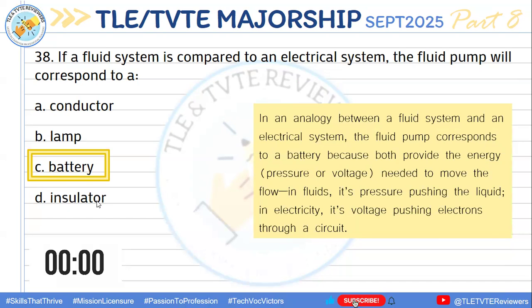In fluids, it's pressure pushing the liquid. In electricity, it's voltage pushing electrons through a circuit. For letter A, conductor, this is incorrect because a conductor allows flow but doesn't provide the driving energy like a pump or battery. For letter B, lamp, still incorrect because a lamp is a load that uses electrical energy, so it doesn't supply energy. And letter D, insulator, still incorrect because an insulator restricts flow, so that's the opposite of what a pump or battery does. So answer letter C, battery.